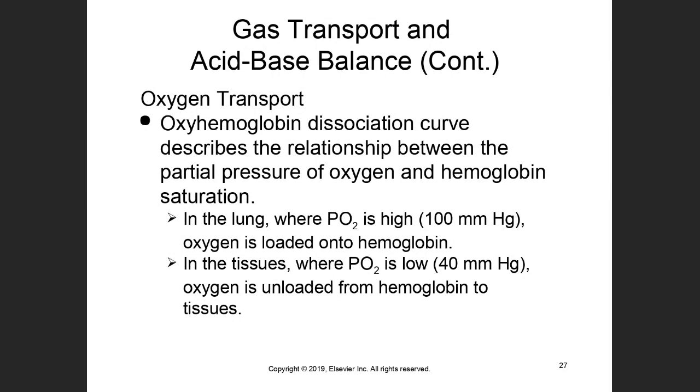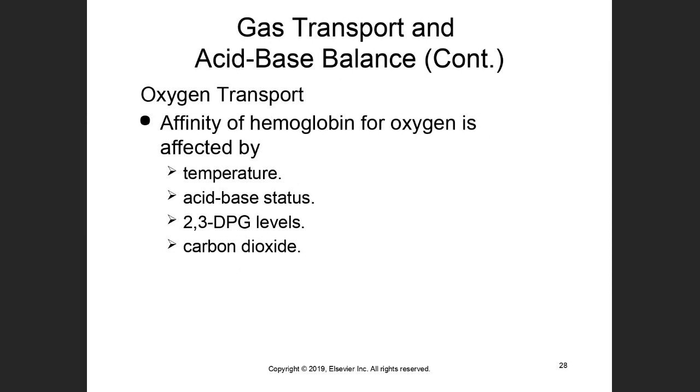Now we have oxygen transport in the lung where PO2 is high. This is the same that I already explained. Then we have the affinity of hemoglobin for oxygen, which is affected by temperature, acid-base status, 2,3-DPG levels, and carbon dioxide. Okay, that's how you affect the oxygen transport. And also high altitude, that's another one.